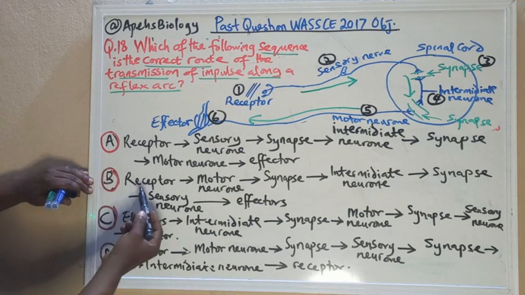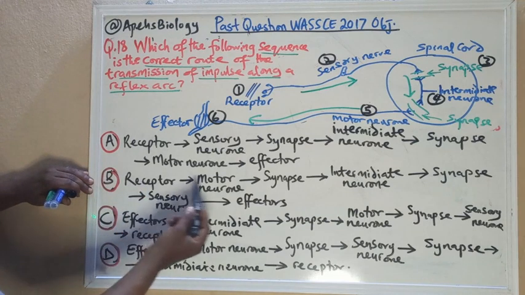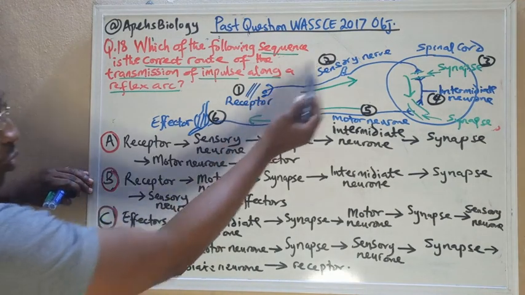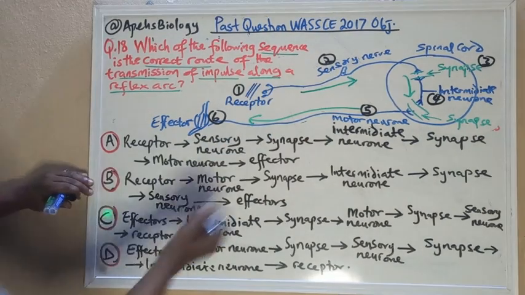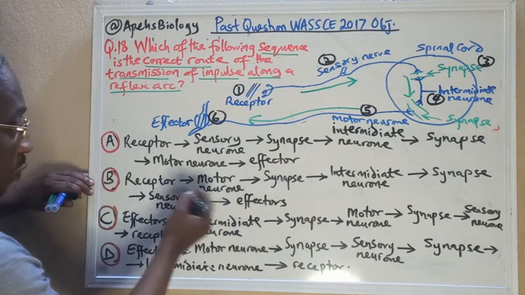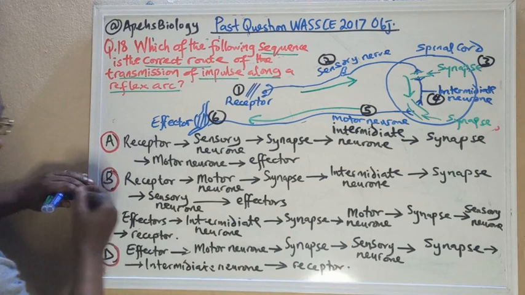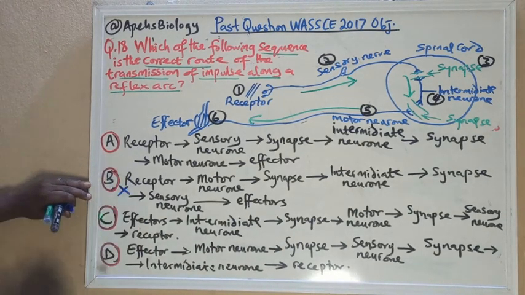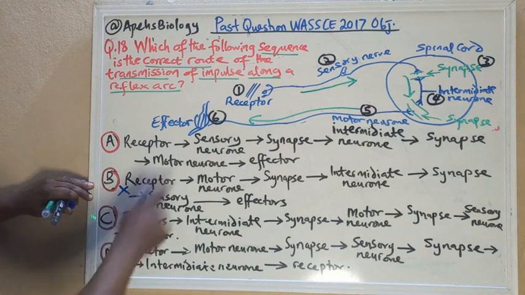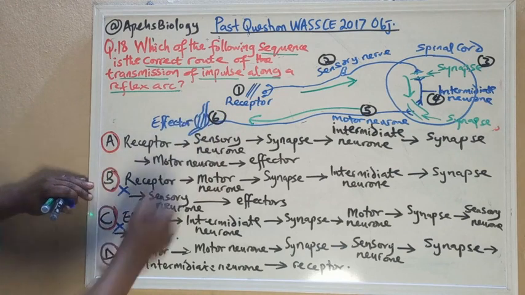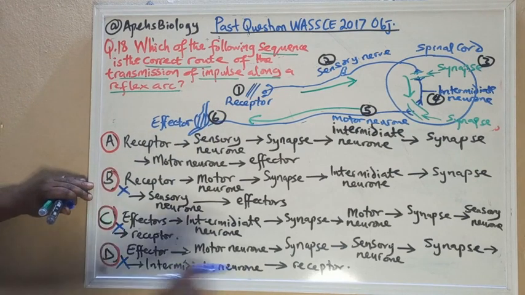Will it be option B, where you have receptor, then motor nerve? Definitely it is not receptor to motor nerve. It's actually receptor to sensory nerve. So this is not right. For the fact that it's receptor to motor nerve makes this answer absolutely wrong. Starting with effector is not acceptable. An impulse cannot start with the effector. This is absolutely wrong. You don't need to go far.